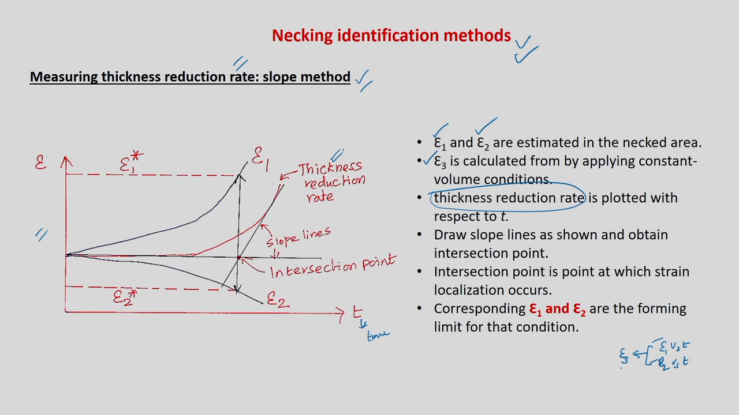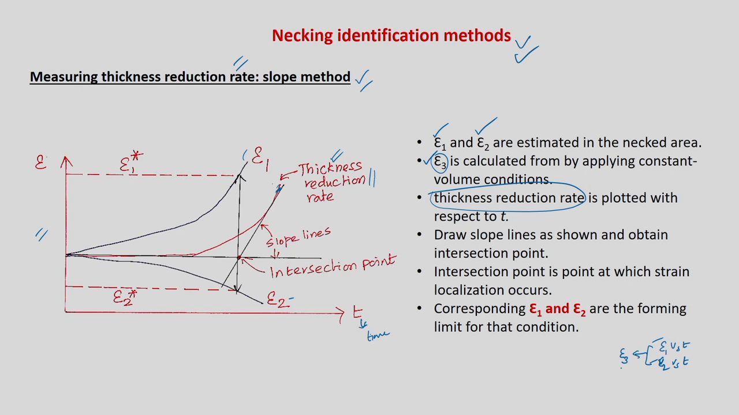Okay. So, there are 3 curves in this. One is your epsilon 1, which is nothing but your major strain. Other one is epsilon 2, which is nothing but your minor strain. And then you can see there is one plot for thickness strain, but from thickness strain you can get a thickness reduction rate, and it will look like this curve, red color curve. This red color curve is nothing but the thickness reduction rate curve.